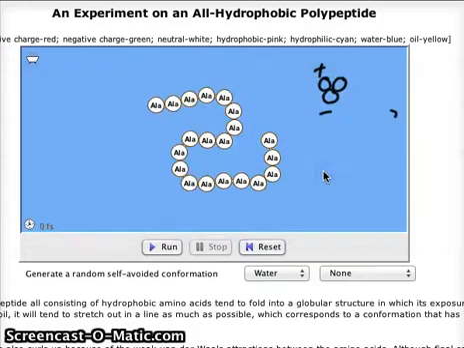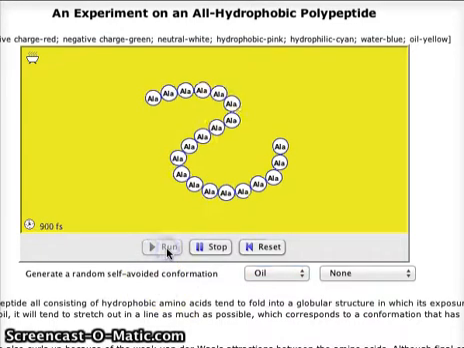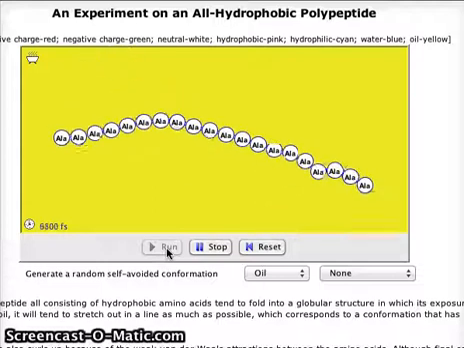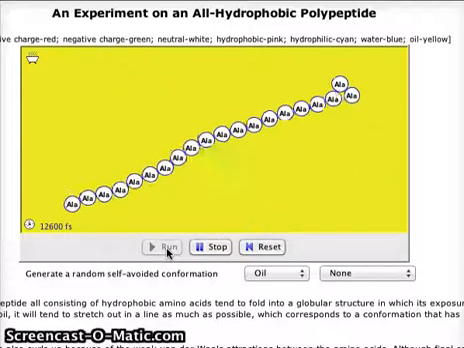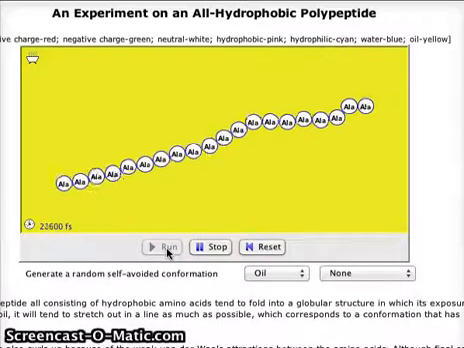So now the other possibility is we put them in oil. Remember, oil is hydrophobic. It doesn't have any charges. So when we press this, what do you think they're going to do? Hydrophobic likes hydrophobic, so they're going to spread out. Alright, so that's the main gist you need to get out of this, just the difference between hydrophobic and hydrophilic amino acids.